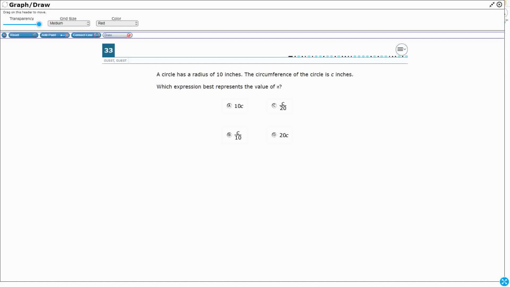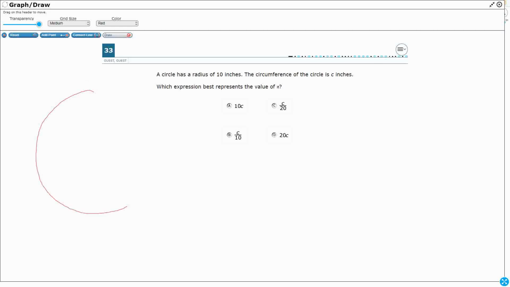All right, so we have a circle, the radius of 10 inches. Let's go ahead and draw that so we get a nice visual. All right, so there's several things that we can keep in mind when we are dealing with a circle, right? So they want us to label the radius and the circumference.